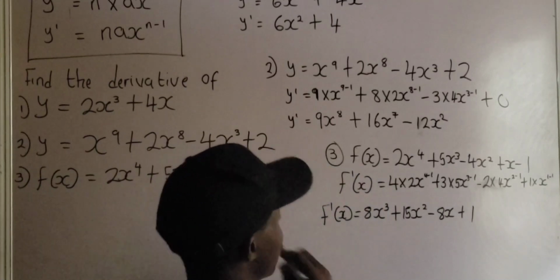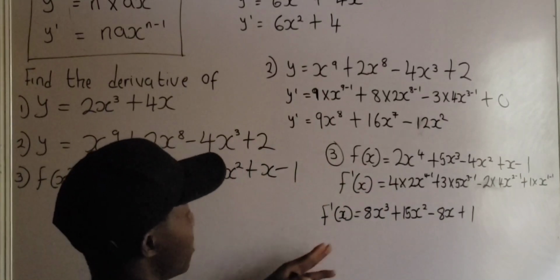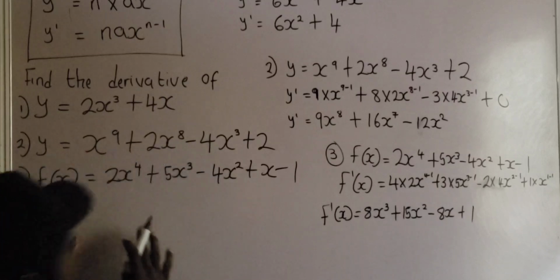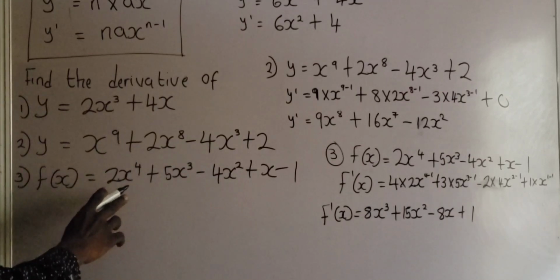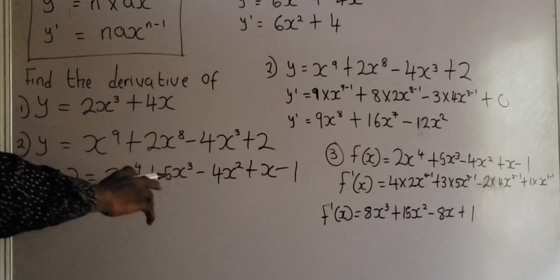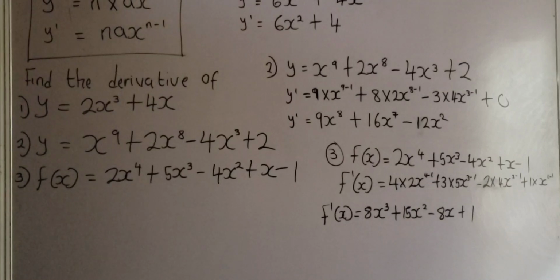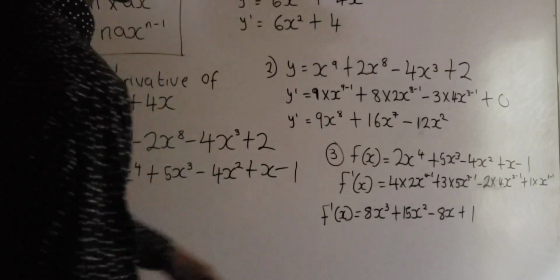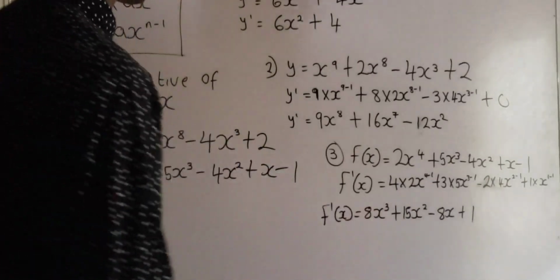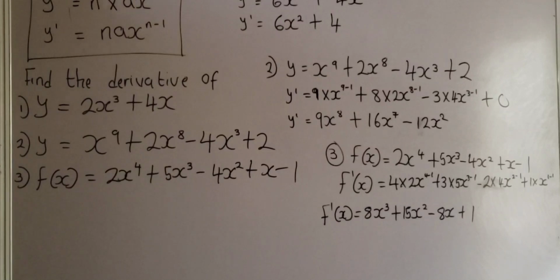You understand? So the derivative of f of x is equal to 2x raised to the power of 4 plus 5x raised to the power of 3 minus 4x raised to the power of 2 plus x minus 1 is this. You understand? So you can easily take the derivative of a polynomial function using the polynomial rule. Have you seen that the polynomial rule is easy for differentiating a polynomial function? Now let us have another worked example.